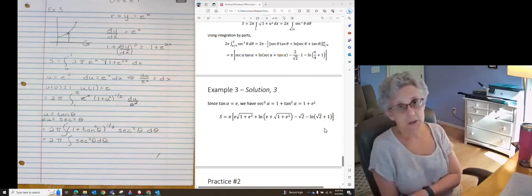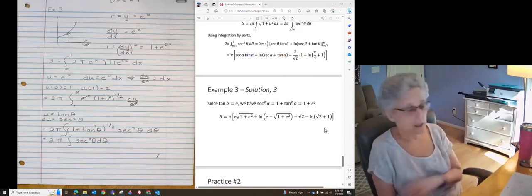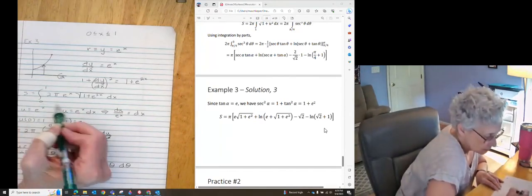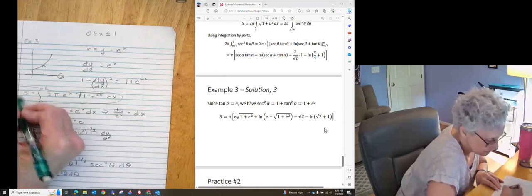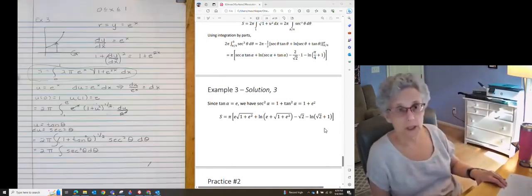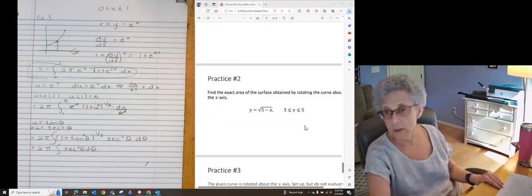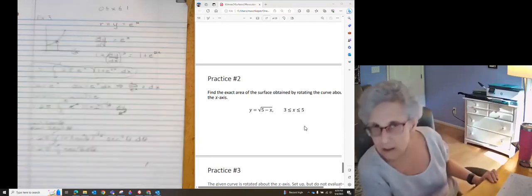I would not expect you to do this by hand on the test. If I gave you this problem, I would expect you to get to this and then plug it into your calculator and get an answer. So let's do a couple more practice problems.